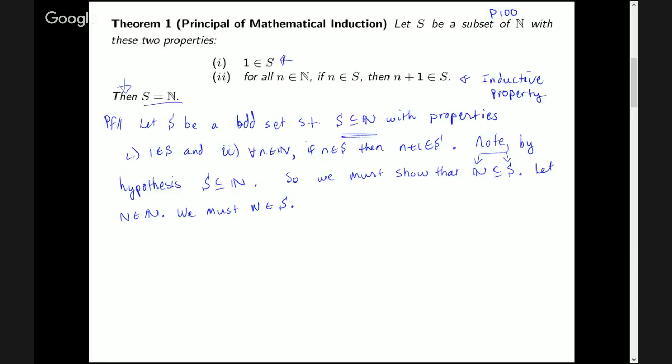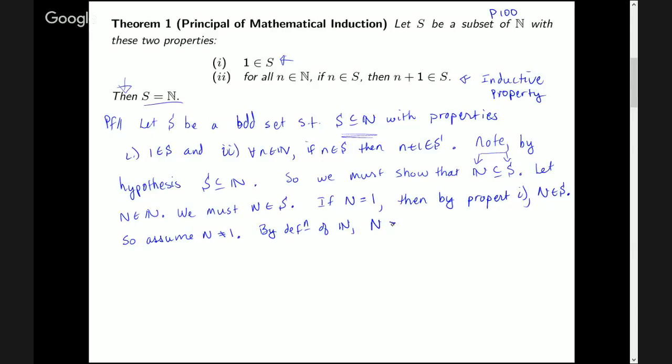So what I'm going to do is look at the case. If N is equal to 1, we're done, right? By property 1, I know N lives in S, and we're done. So let's look at the case if N is not equal to 1. By definition of the naturals, I know N has to be bigger than 1.